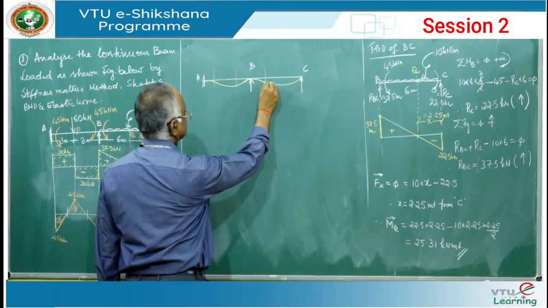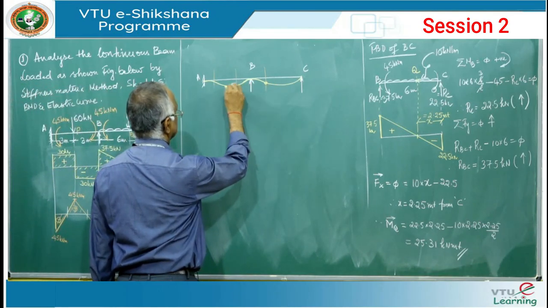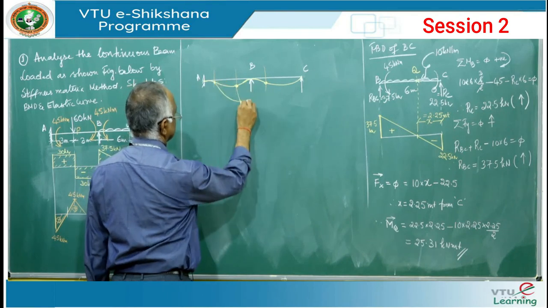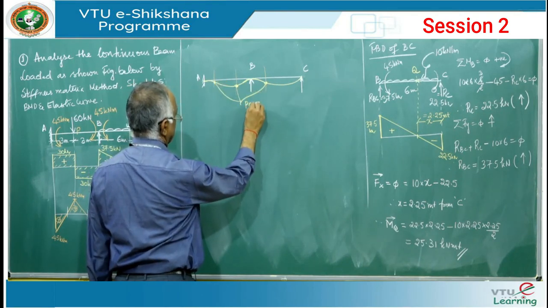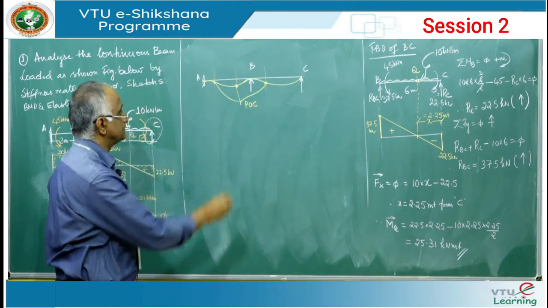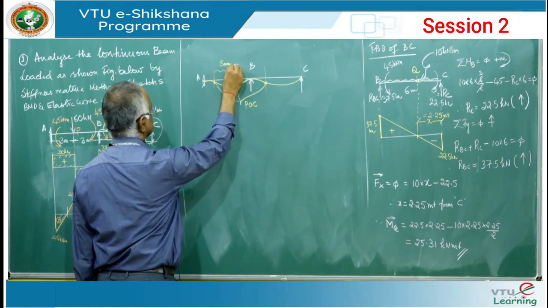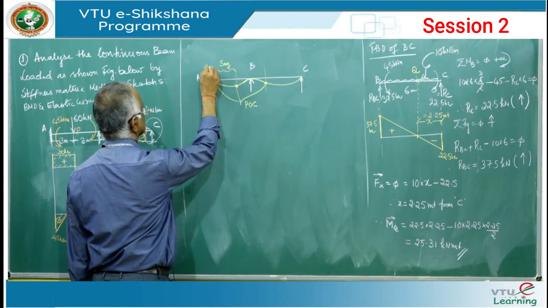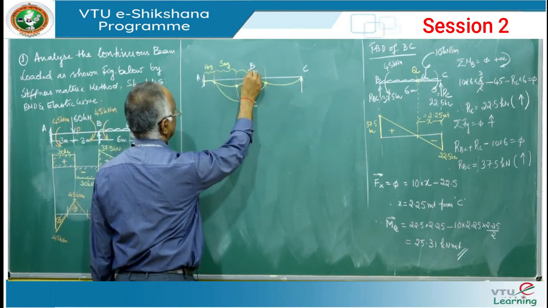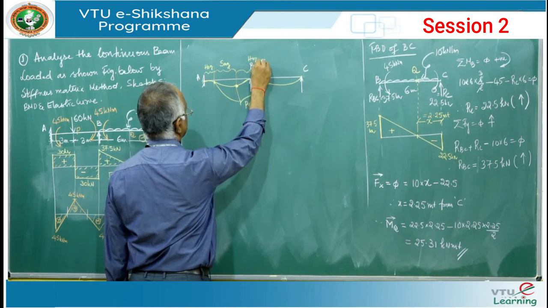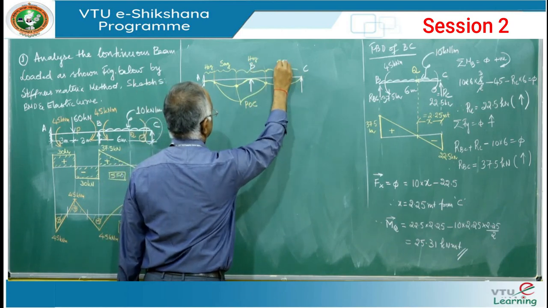So these are the points of contraflexure. You can observe here between these two points sagging bending moment. Here it is hogging. Again between these two points it is hogging.